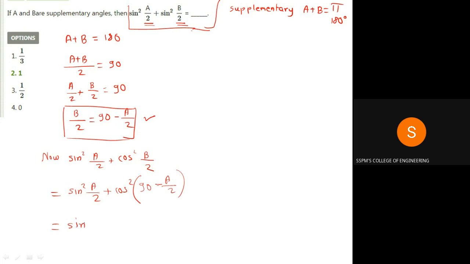Now, sine square A by 2 will not change anything here. But here you must know what is going to be changed: cos square 90 minus A by 2. You must have learned this: cos of theta is equal to sine of 90 minus theta, or the other way around, sine of theta is equal to cos of 90 minus theta. You learned both in 10th standard; these are very basic expressions in trigonometry. Cos square 90 minus theta means the square of cos of that angle, so cos square 90 minus A by 2 is sine square A by 2.